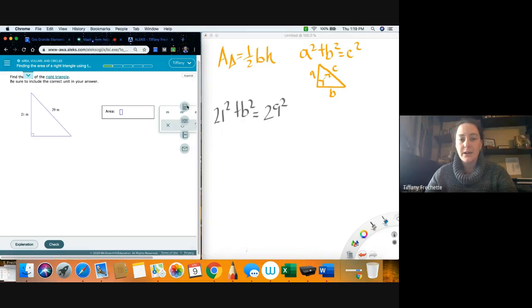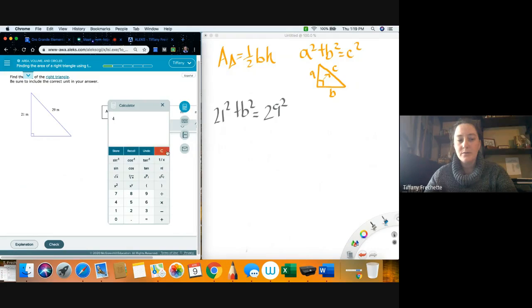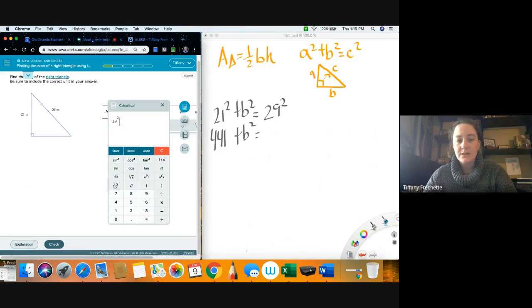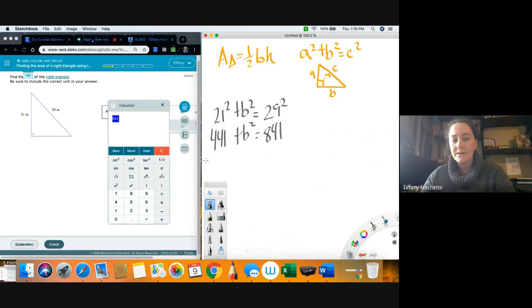All right, so let's go over here. I'll use the calculator this time. 21 squared equals 441, plus b squared equals 29 squared, which is 841. And I want to subtract 441 from both sides, because remember, my goal is always to get this variable by itself. So 441 minus 441 cancels, and I bring b squared down, equals.